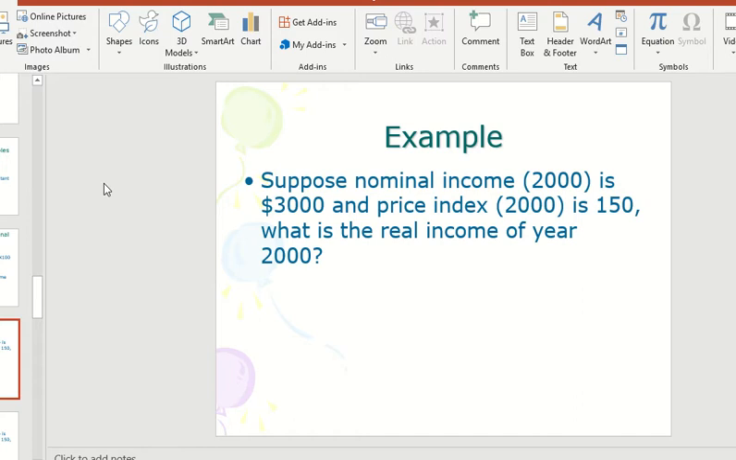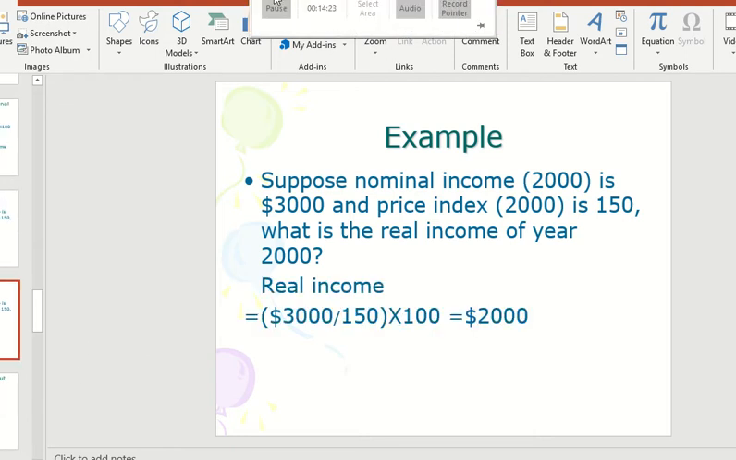It would be useful if you pause your video so that you can work on the calculation. So we'll come back. We are simply plugging in the numbers now.